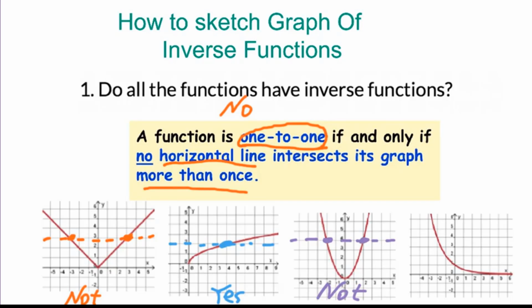For the last graph, when we draw any horizontal line, it intersects the graph only once. So we see this is a one-to-one function. Remember, only one-to-one functions have an inverse function.